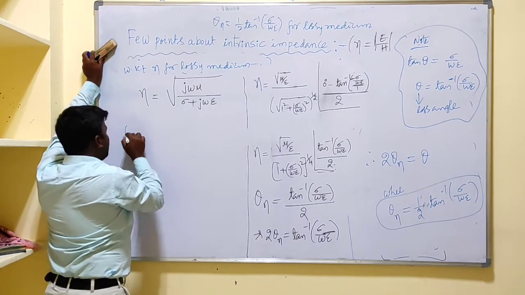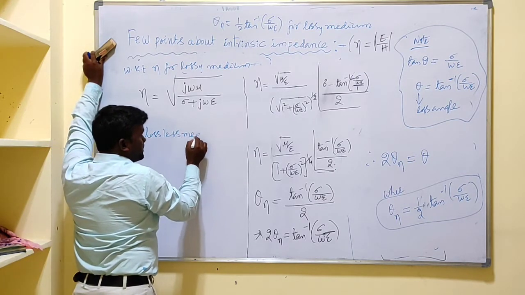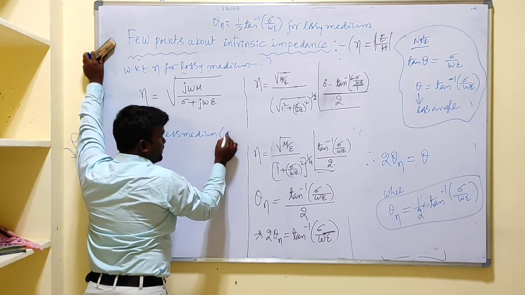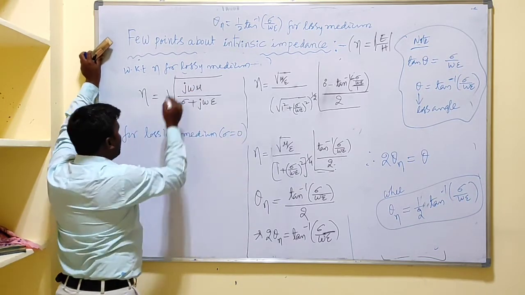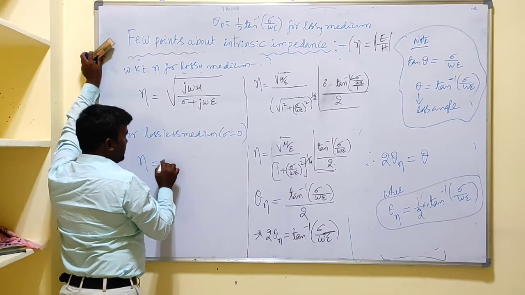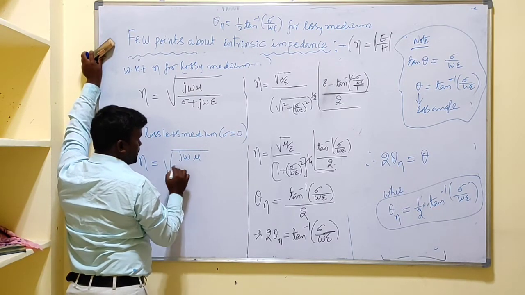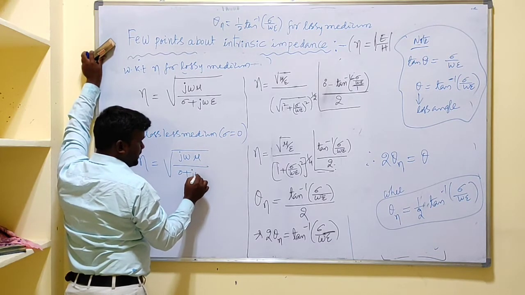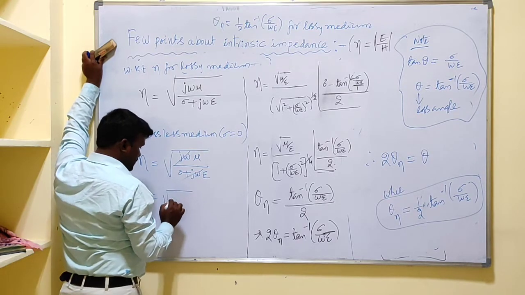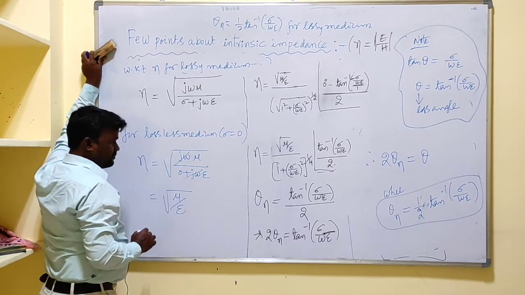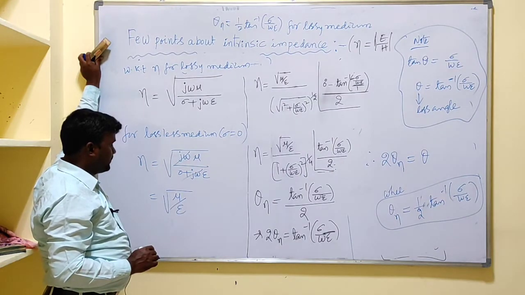What about lossless medium? For lossless medium, sigma equal to 0. If I put sigma as 0, eta equals what? That is j omega mu over sigma, which is 0, plus j omega epsilon. So this j omega cancels out. That is root mu by epsilon.